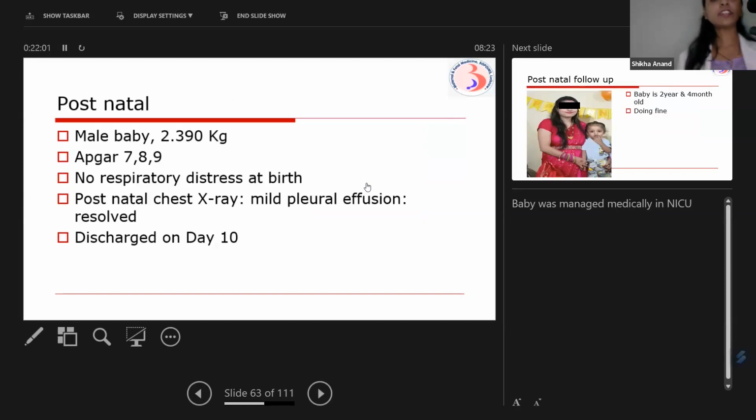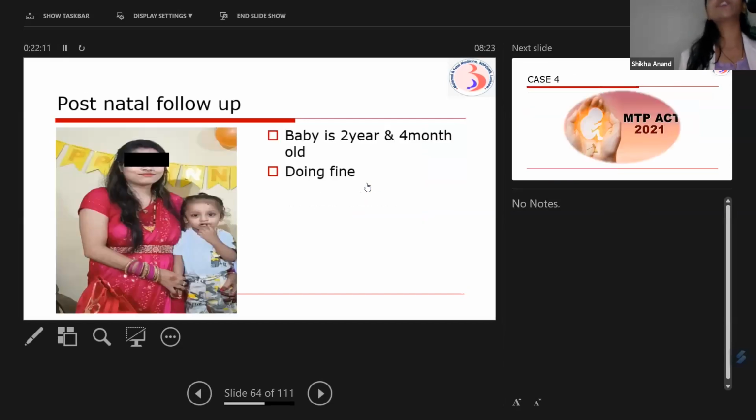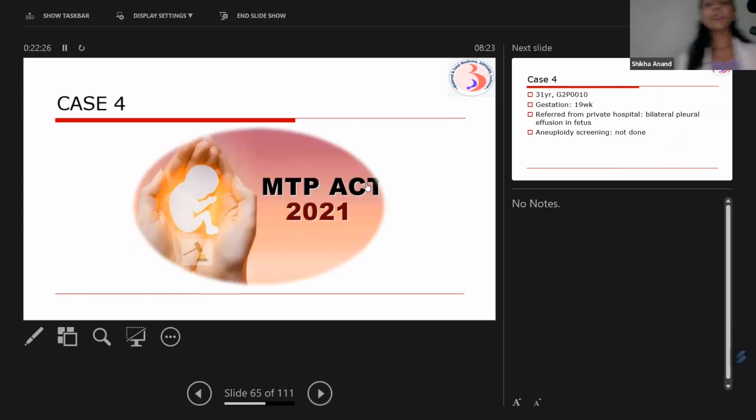There was no respiratory distress at birth. Postnatal chest X-ray showed mild pleural effusion. The baby was managed medically in the NICU and discharged on day 10. The baby is 2 years 4 months old now, doing fine. And this is a picture of celebrating the second birthday of the baby. So till now, we have seen a happy mother and a happy child. But the picture cannot always be rosy, as in our next case.